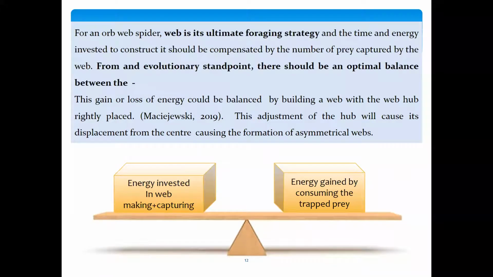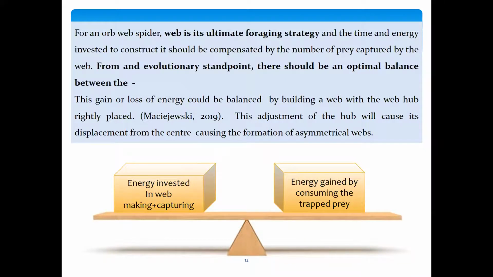So for an orb web spider, the web is the ultimate foraging strategy. As we have already discussed, they don't have proper visual acuity. They have to make a web and lay down the sticky spiral so that the prey get trapped in the web. That means the web is their ultimate foraging strategy. And making such a web, which will help maximize the number of prey trapped, is a very time and energy consuming process because the entire web is made up of silk.